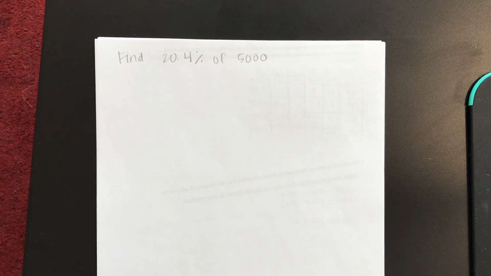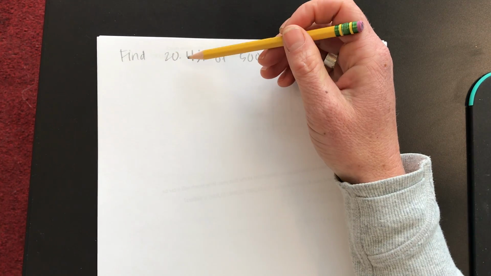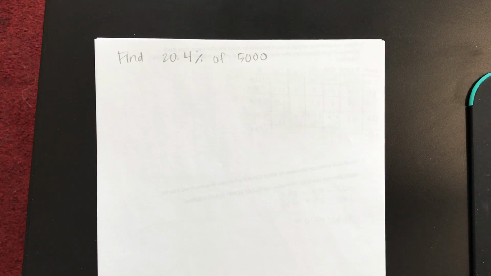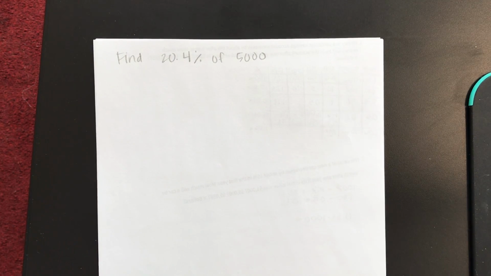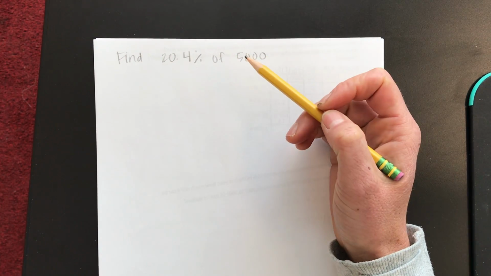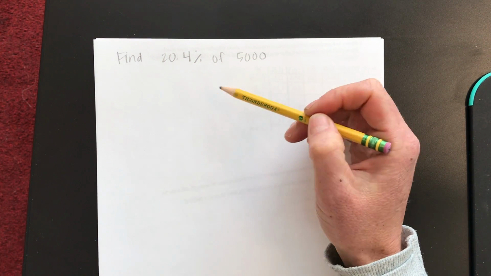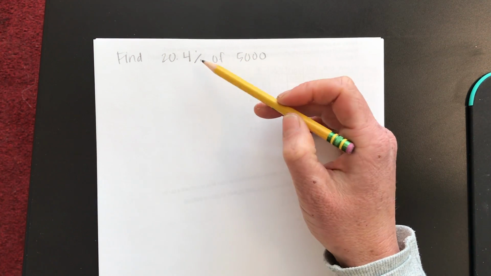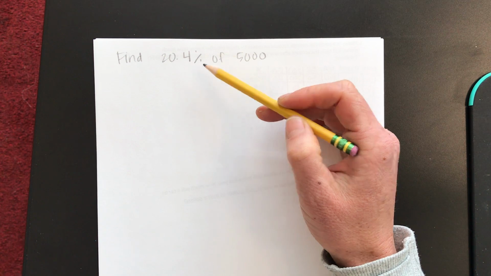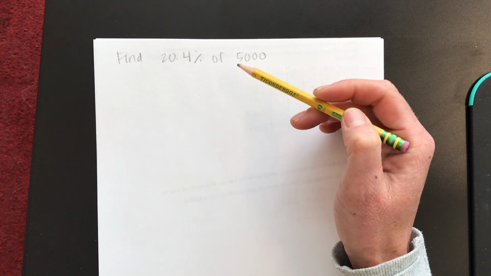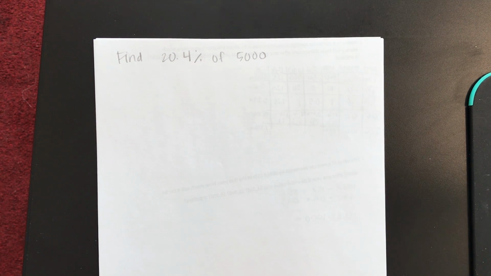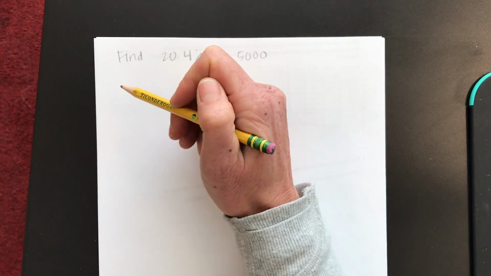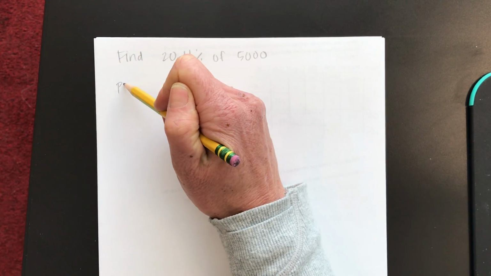Suppose that I'm given a problem like this, where I'm asked to find 20.4% of 5,000. That's kind of what I would call an unfriendly percentage. The reason I like using the percentage table, especially when I'm faced with a problem like this and I can't use a calculator, is that it allows me to do some pretty complicated math in a really organized, fairly simple way. So to build it out, we're going to do just like we did in our previous investigations.